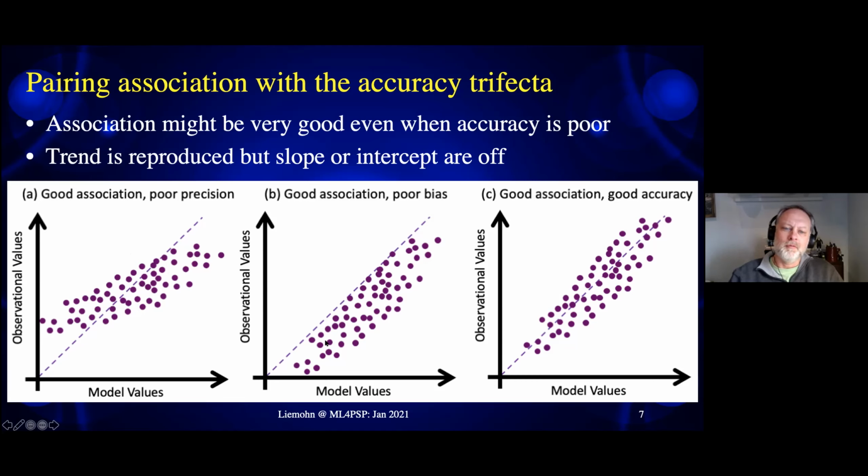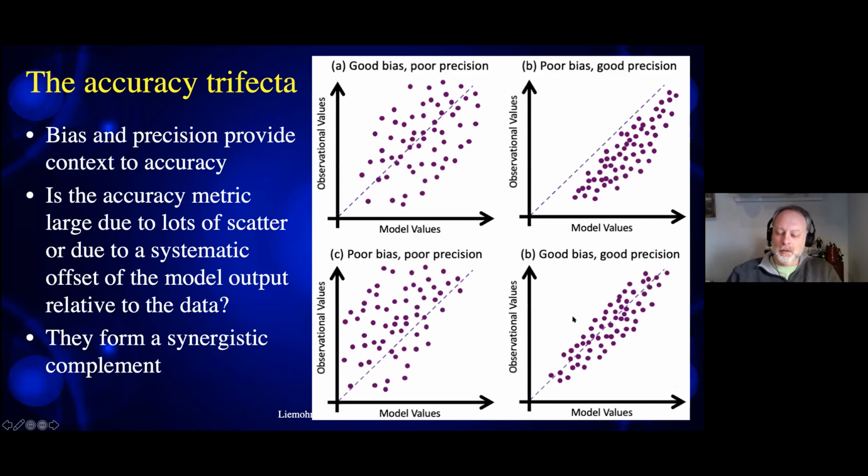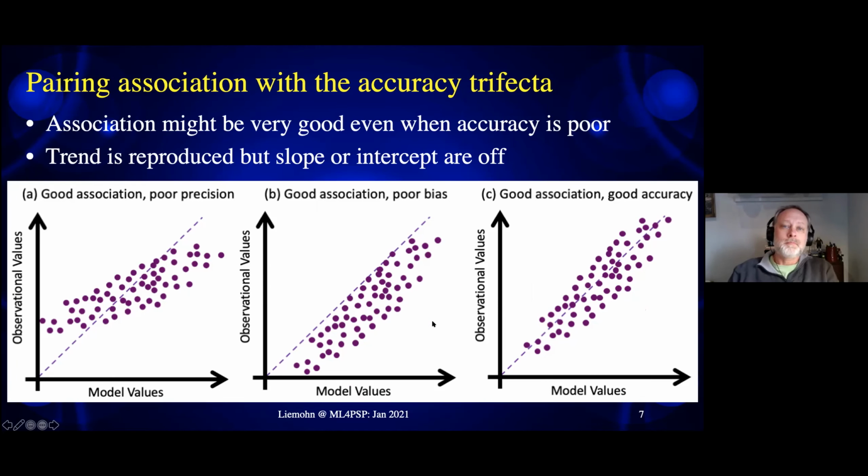Over here, you have good precision, but now you have poor bias. The whole thing is shifted away from the line. Still good association, though. All the values are falling pretty closely along a straight line. It's not until you get to this one where both of them are good. So you can have that extra information when you combine two different metrics from different categories together like this.